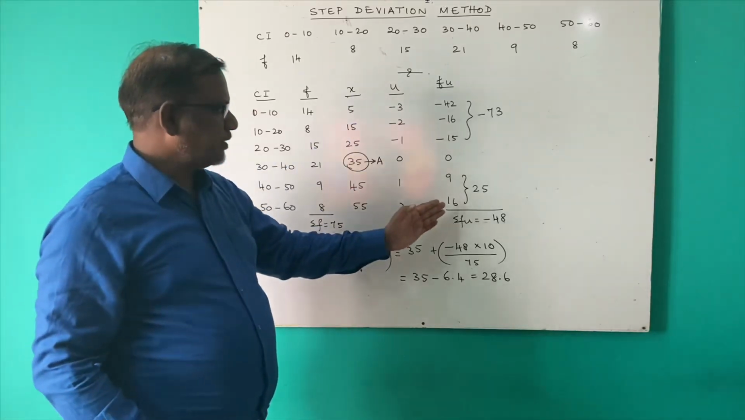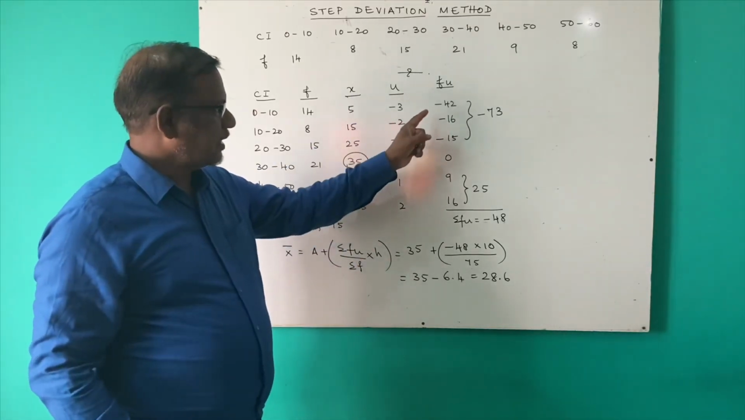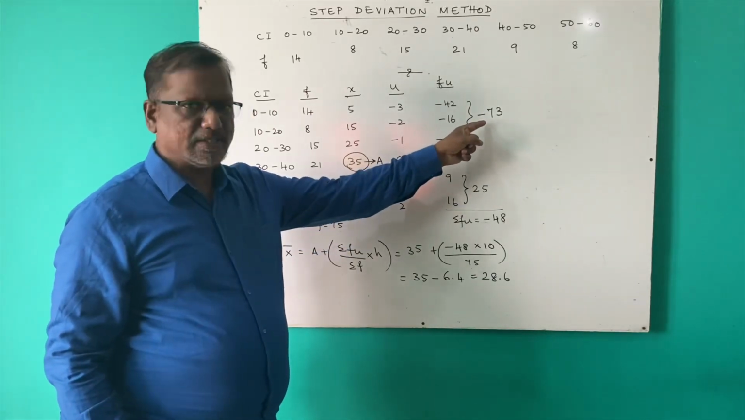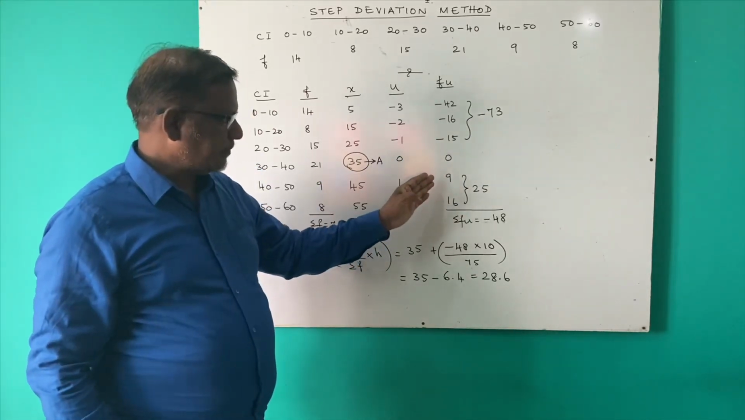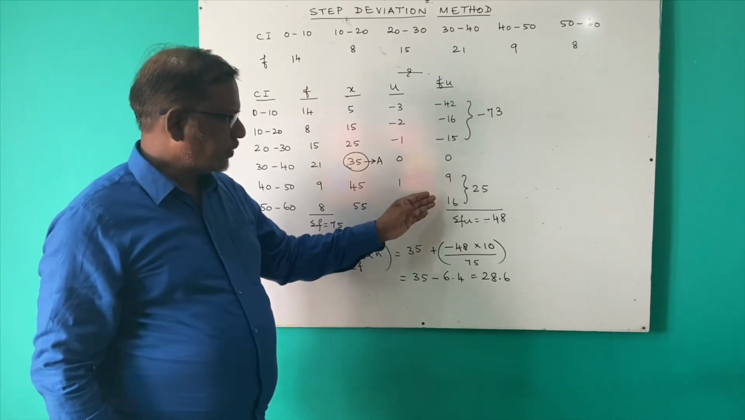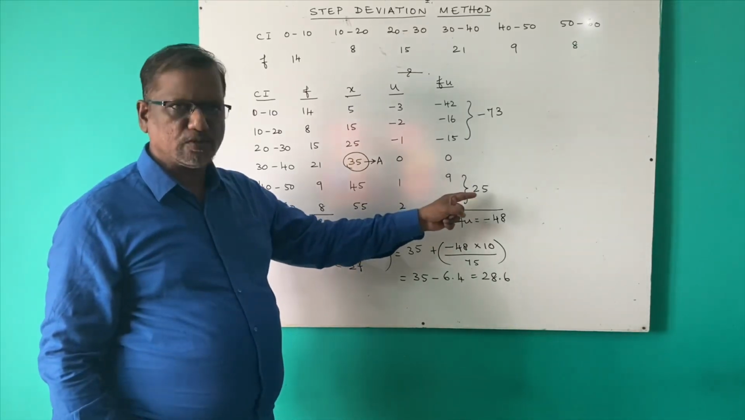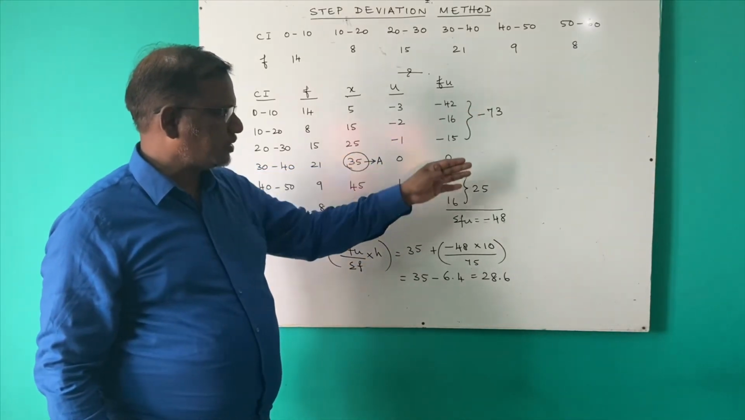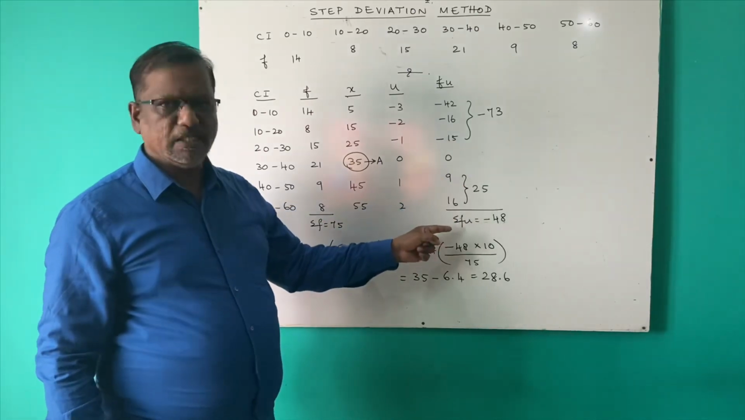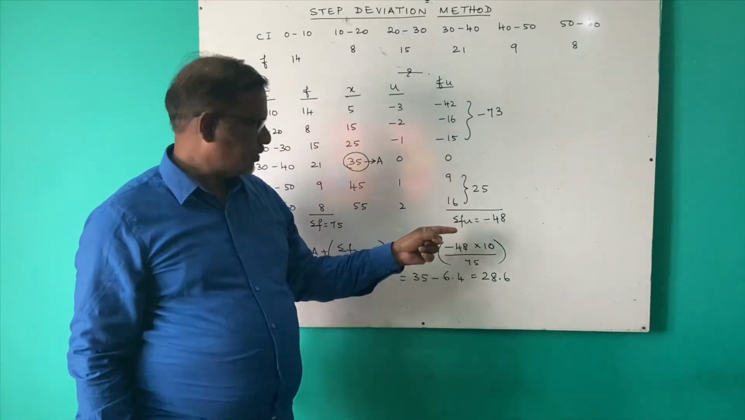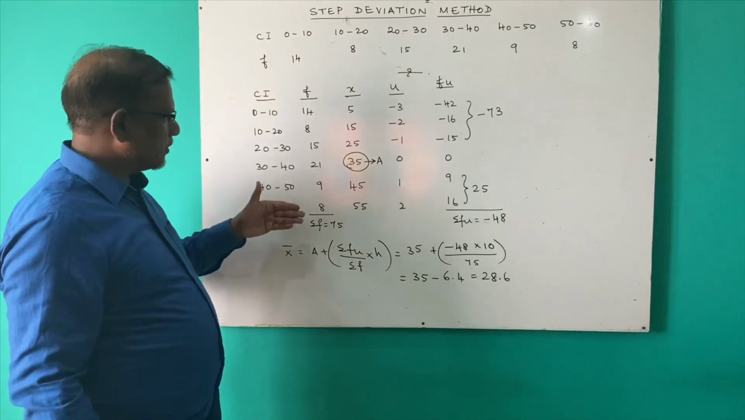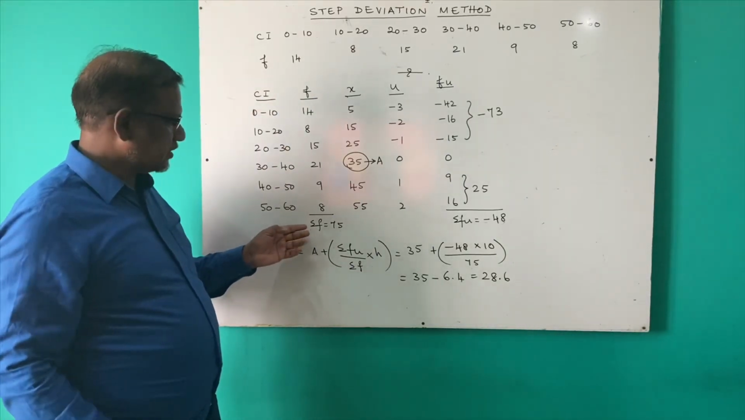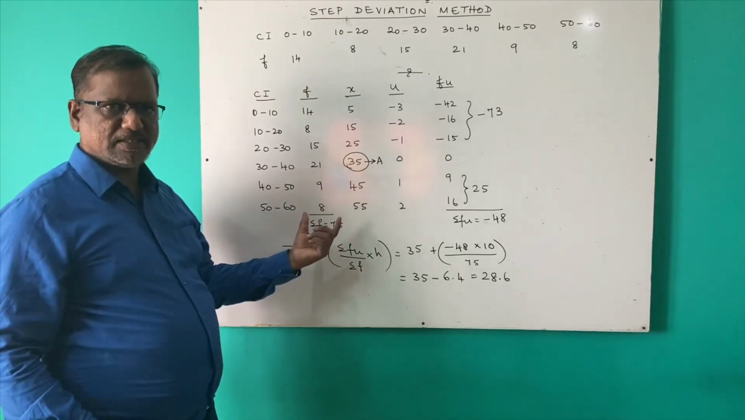Once we fill up this fu column, collect all the negative terms and find their sum. For example, we get minus 73. Similarly, all the positive terms are added and we get 25. The difference between the sum of the negative terms and the sum of the positive terms will give you the sigma fu. Then go to the f column and find out the sum of all the frequencies. We write it as sigma f, which is nothing but 75.